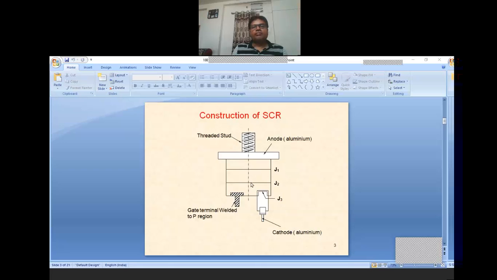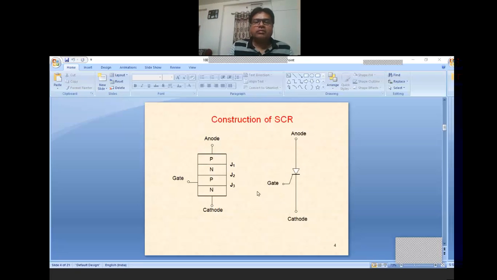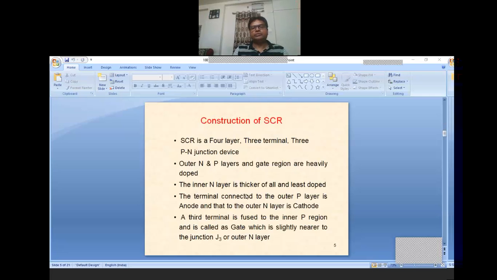is the actual factor which decides the forward blocking voltage capability of an SCR. When you go through the symbolic representation, as we have already studied in the previous session, anode, cathode, and gate, A, K, and G, PN layers alternately with J1, J2, J3. Gate is connected somewhat nearer to the junction J3 when compared to J2.